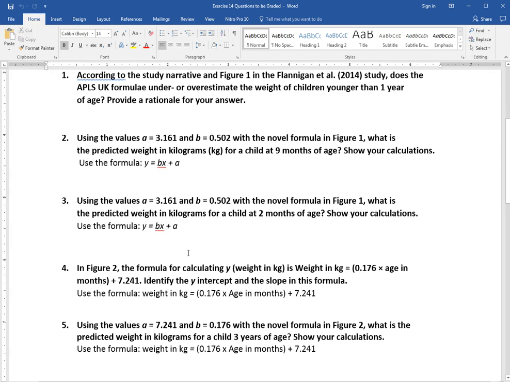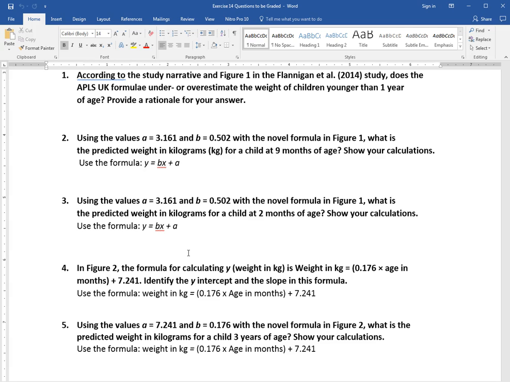According to the study narrative in figure 1 in the Flanagan et al. study, does the APLS UK formula under or overestimate the weight of children younger than 1 year of age? Provide a rationale for your answer. So here they just want you to show that you understand what that formula is. So look at what the formula is. It's listed in figure 1. And see if you think, if you plugged numbers into that using those values, is this going to underestimate or overestimate the weight of children?